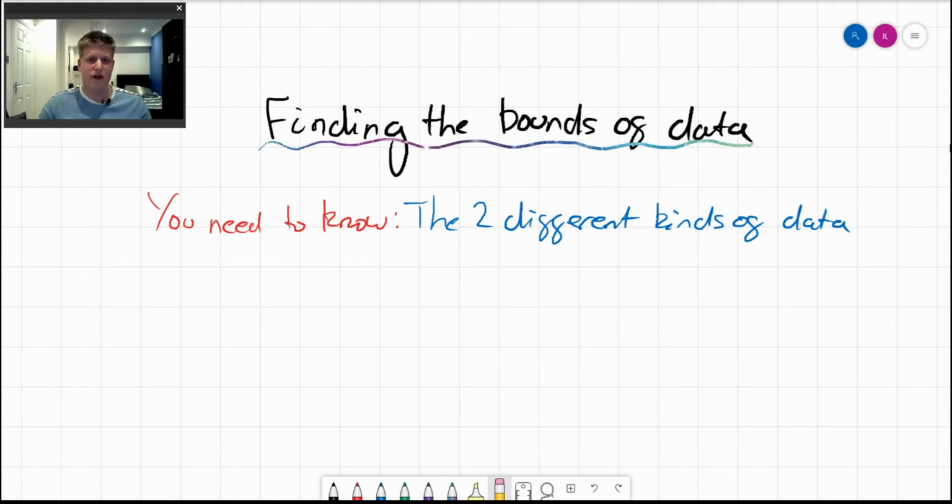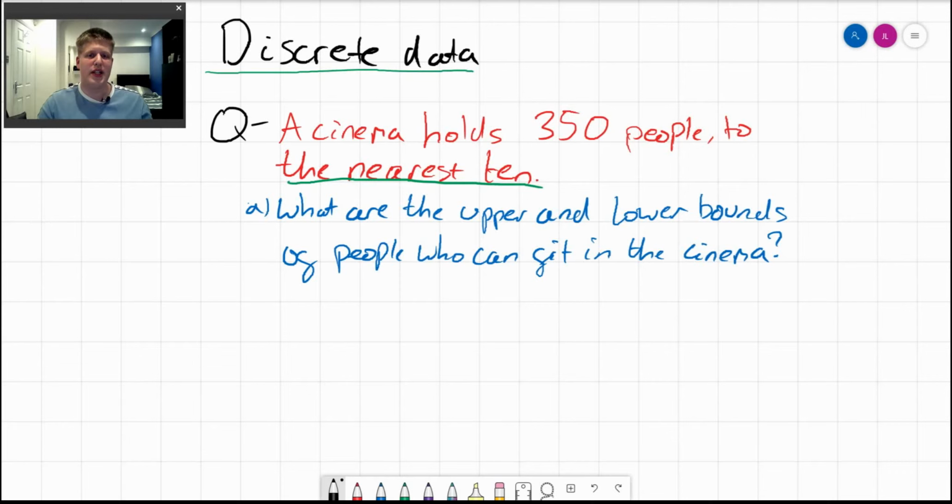Now we're going to talk about discrete data first. My question is this. A cinema holds 350 people, rounded to the nearest 10. What are the upper and lower bounds of people who can fit in the cinema? What I'm saying is that they've taken the number of people in the cinema and they've rounded it to 350. So now we need to find the bounds.